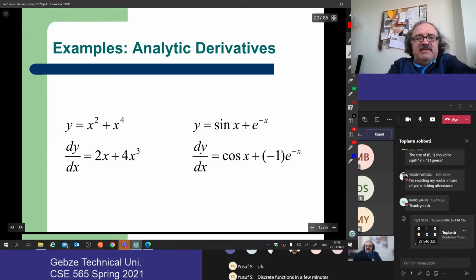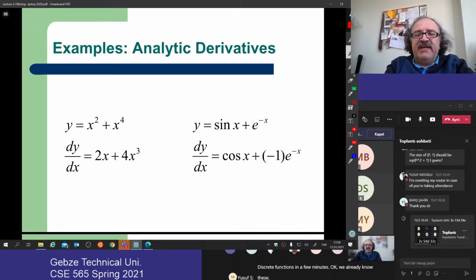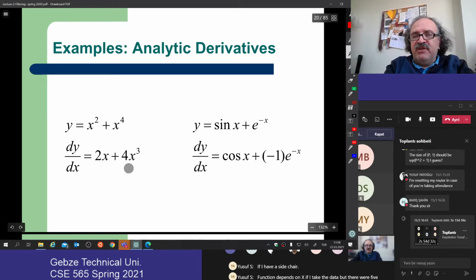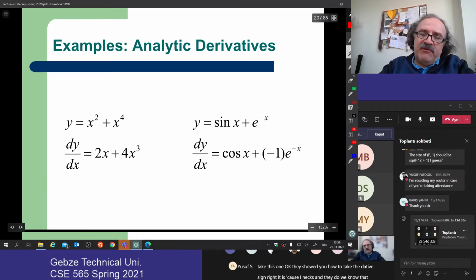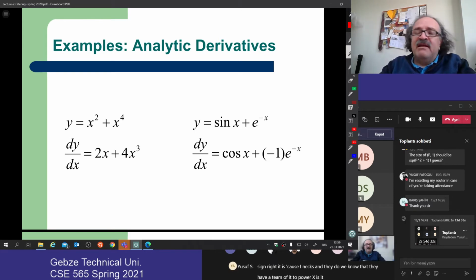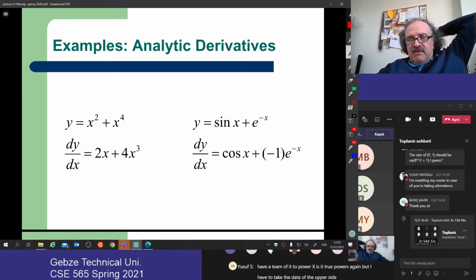Okay, we already know these. If I have such a function that depends on x, if I take the derivative of y with respect to x, I would get that one, 2x plus 4x cubed. Or if I take this one, they showed you how to take the derivative of sine, right? It is cosine x, and we know that the derivative of e to the power x is e to the power x again, but I have to take the derivative of the upper side, which is -1.